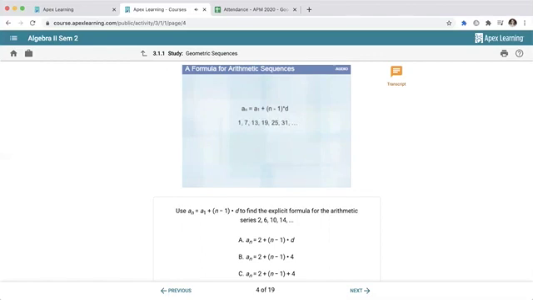Let's practice. What is the explicit formula for this sequence? Take a look here. We know our first term is 1. Then if we look at the difference between them, hopefully you can notice between 1 and 7 is 6. Between 7 and 13 is 6. It's going to be a constant difference of 6 here.